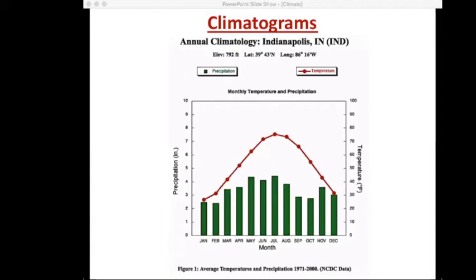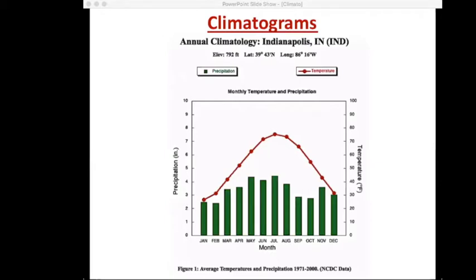Now on the right hand, they've got temperature. Temperature is plotted on this particular graph with a line. And you can see that the summer months, June, July, and August, are the hottest. And then of course we reach much lower temperatures in January and December. So we have a bell curve for seasonal temperatures. Pretty simple, right? So here's the catch.